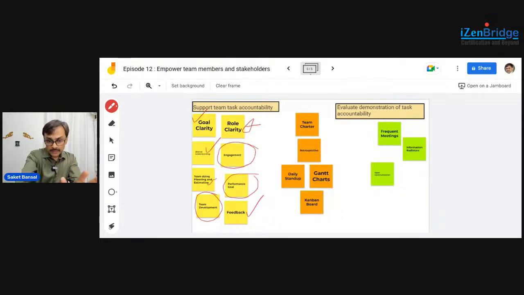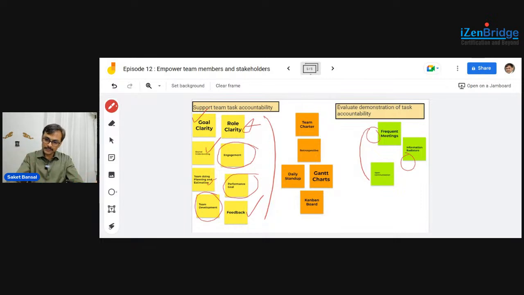Now, in order to achieve this, I also need to have, that's a subtask of it, how do we display, how do we make this thing transparent about the accountability of the task? How can I identify who is working on that task and by when it will get done, and whom can I contact if I have to talk about it? So there should be clarity about it. So we need to use maybe, probably, frequent meetings. We may use some information radiators.